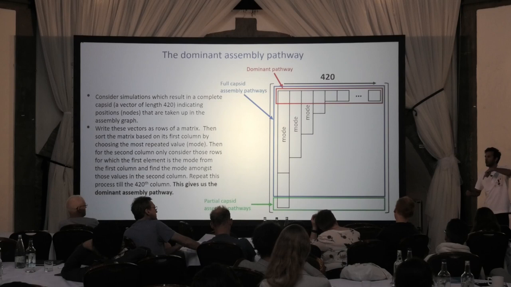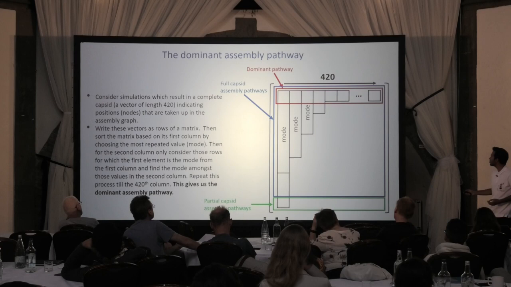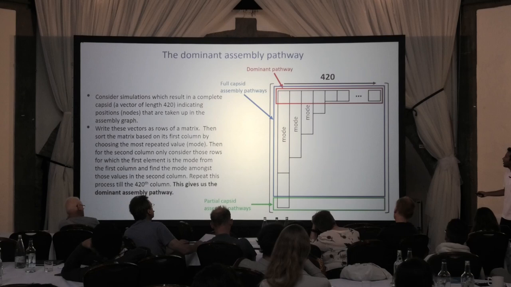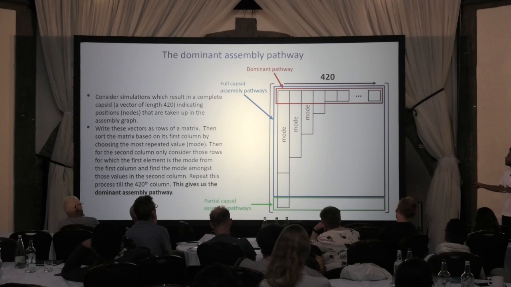The other paths maybe start from 2 and then 4, so each row is going to be a list of numbers. Then we look at the first position. What's the most repeated number? We call it the mode. Then you pick each one. For those that have the most repeated first position, now we look at the second position. What's the most repeated position there?